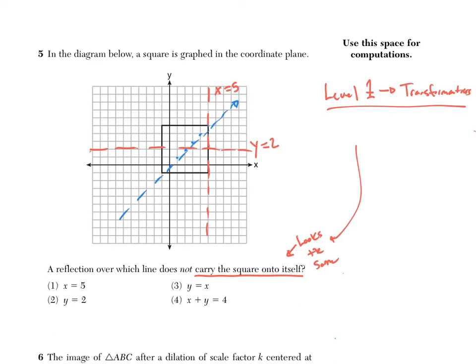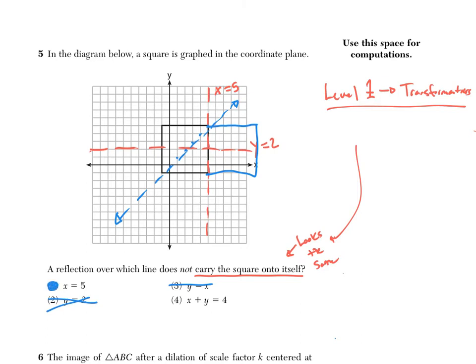So let's just take a look right now. Of the 3 lines we drew, which one, if you reflected over that line, would not look exactly the same? Well, if you reflect over y equals 2, it looks exactly the same, so it does carry onto itself. And if you reflect over y equals x, that also looks exactly the same. But if you reflected over x equals 5, you would get something that looks like this. So it does not look exactly the same. So that option is out. It does not carry onto itself. That is our correct answer.